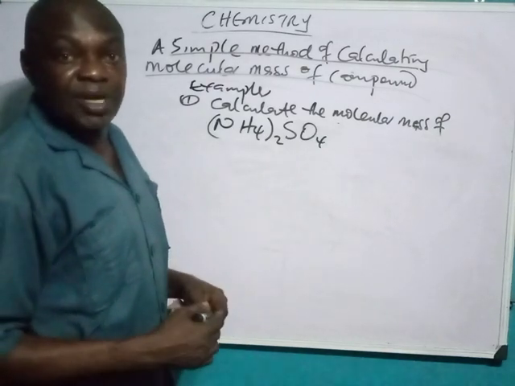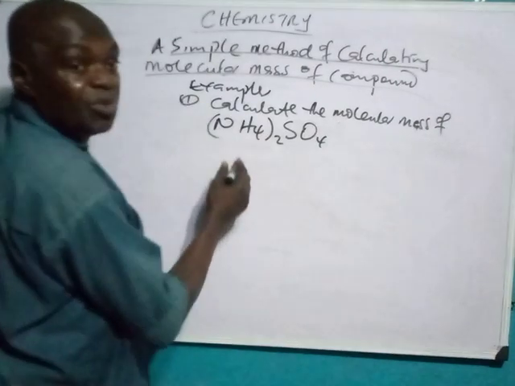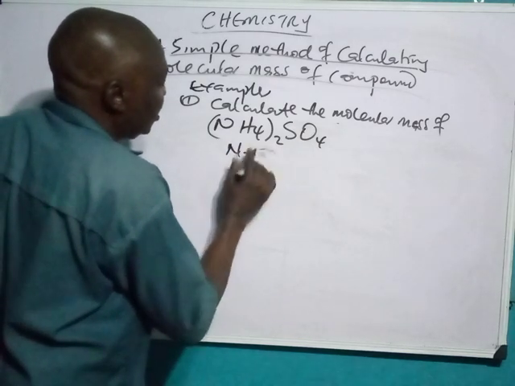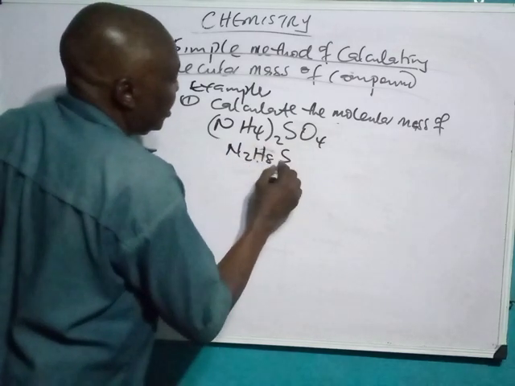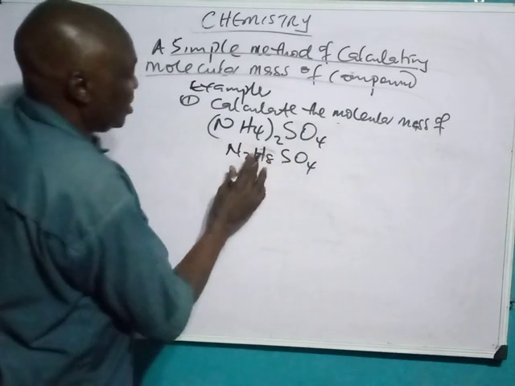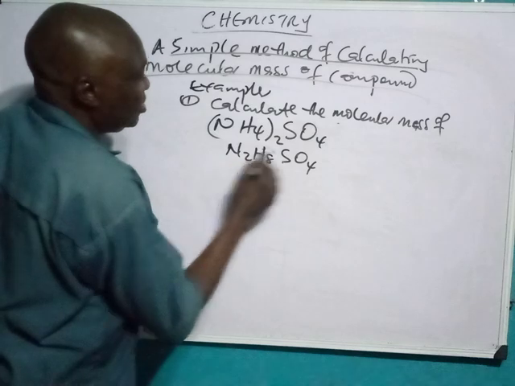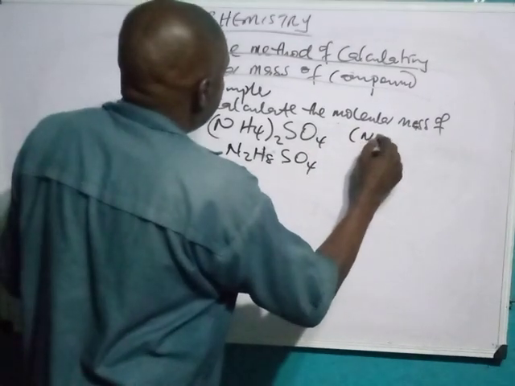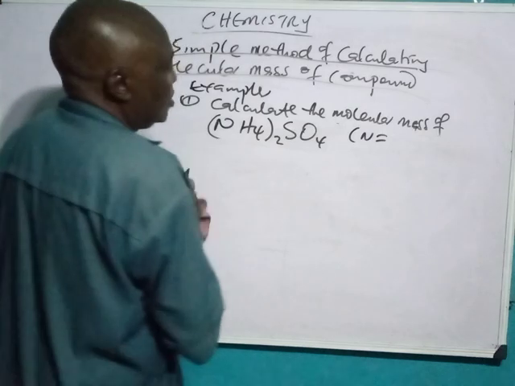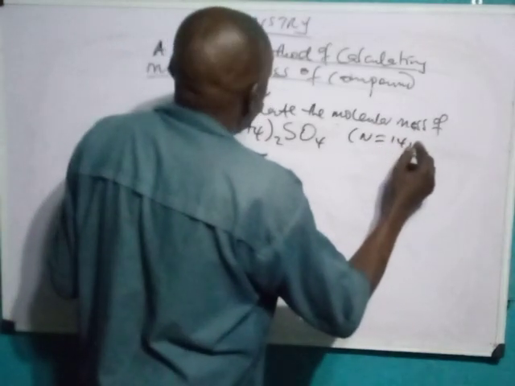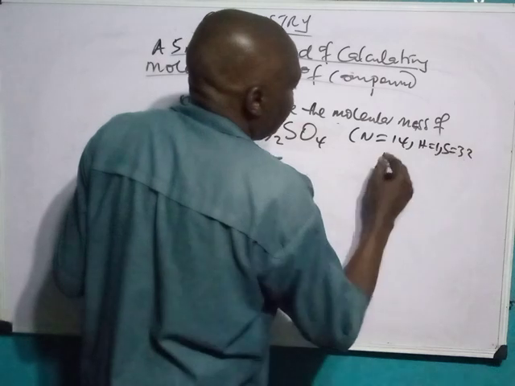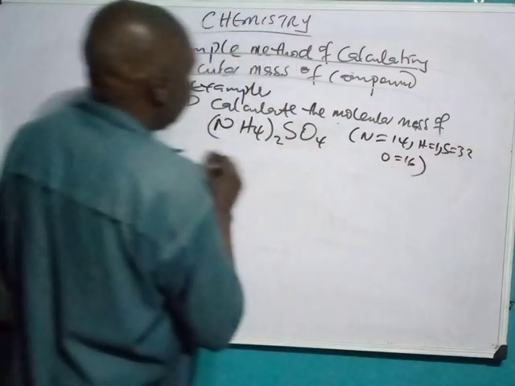You can break it into the form without brackets, so you multiply to remove the bracket. This is N2H8SO4. You have your nitrogen. It will tell you N is 14, H is 1, S is 32, O is 16. So we say solution.